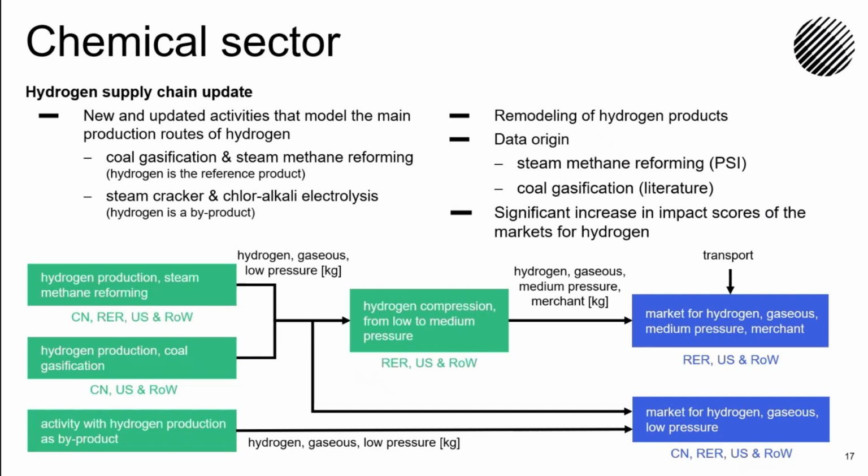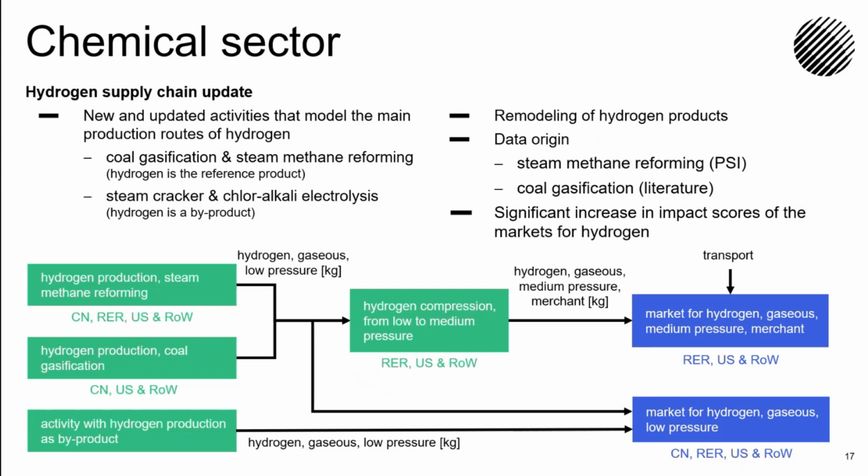In version 310, there are two main production technologies for hydrogen. The first is steam methane reforming, which was already present in version 391, but has been updated for version 310. For that production route, datasets modeling production in China and the US were introduced, while only Europe and the rest of the world were available back in version 391.